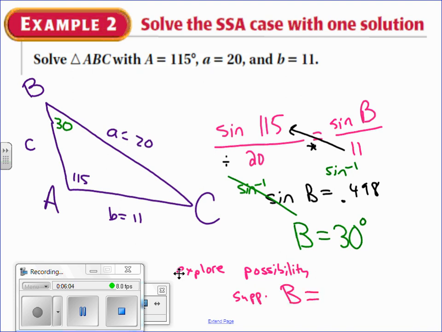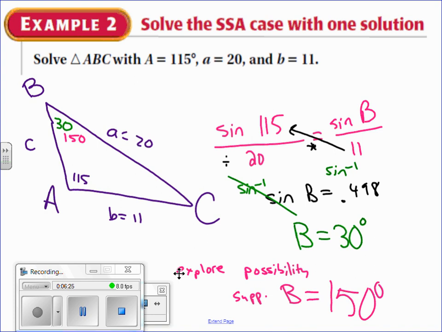Because the supplement, basically B has a sine value of 0.498. The supplement of 30 would also have a sine value of 0.498. What is the supplement of 30? So we're exploring the possibility that this angle B might be 150. Is that a valid possibility?